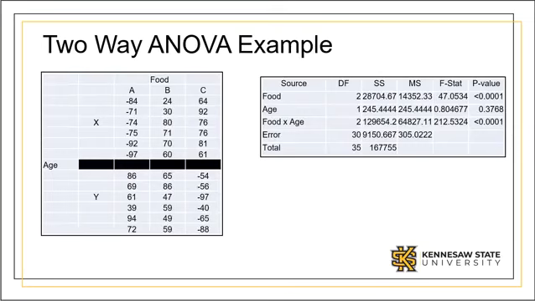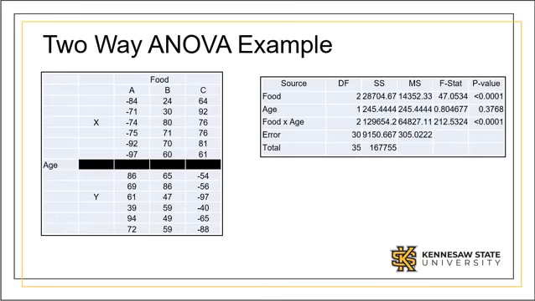Let's consider this example. We have an independent variable for food and a second independent variable for age. The dependent variable is the liking quotient. Let's assume that all assumptions have been met. The table on the left shows the data organized by independent variable. The results are offered in the upper right table.